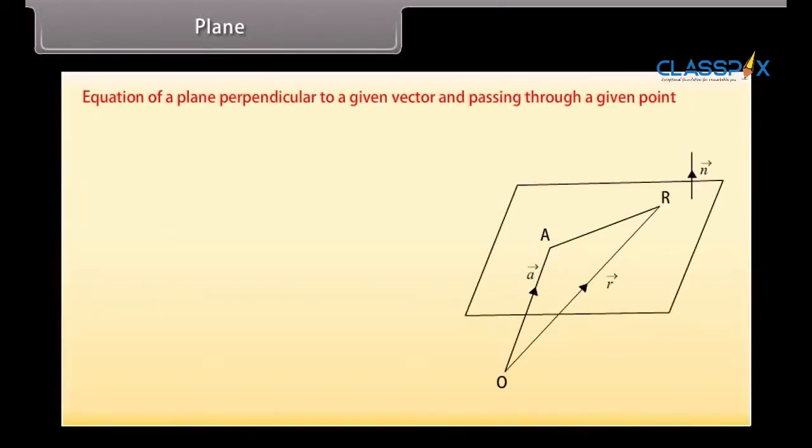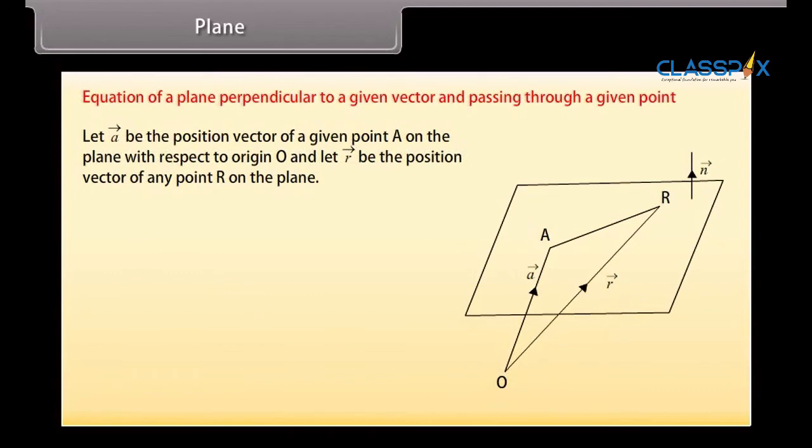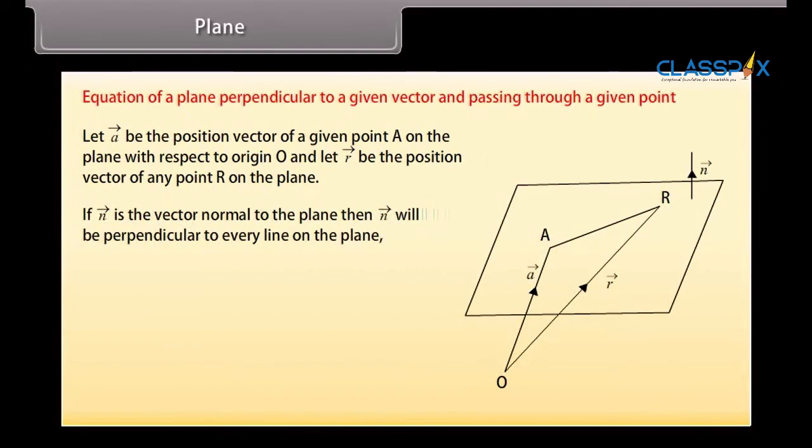Plane. Equation of a plane perpendicular to a given vector and passing through a given point. Let vector A be the position vector of a given point A on the plane with respect to origin O, and let vector r be the position vector of any point R on the plane. If vector n is the vector normal to the plane, then vector n will be perpendicular to every line on the plane. So, vector n is perpendicular to vector AR.